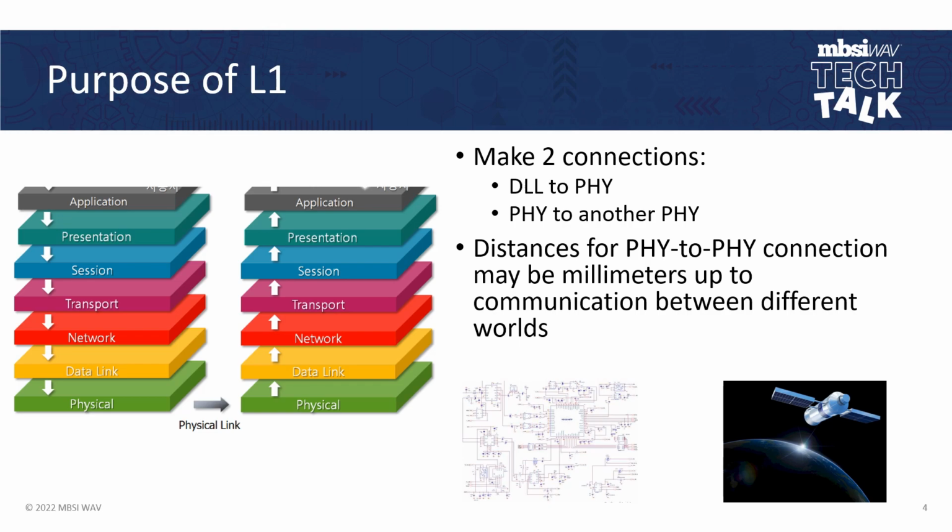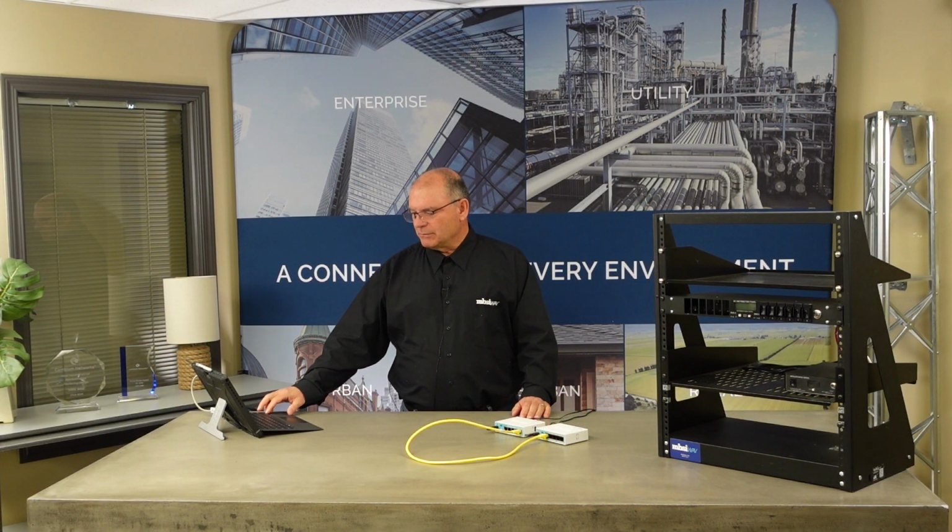The connection may be millimeters, in the case of chip-to-chip communications on a circuit board, or it could be as many as communication between different worlds. For example, if the scientists want the Mars rover to move forward, they send a command from the control center here on Earth. The control center is connected via radio link, ultimately. The physical layer is through space and up to Mars, and the rover will then take and decode the message and put itself into gear and move. And so that's the job of the physical layer.